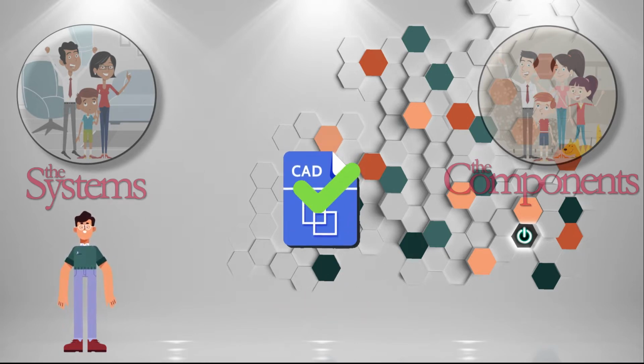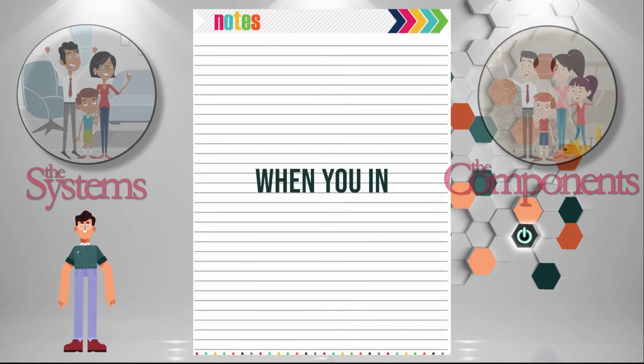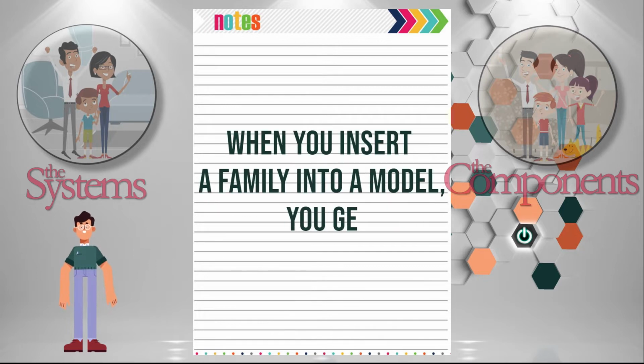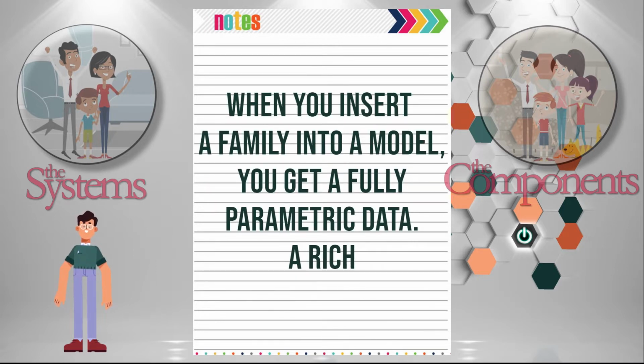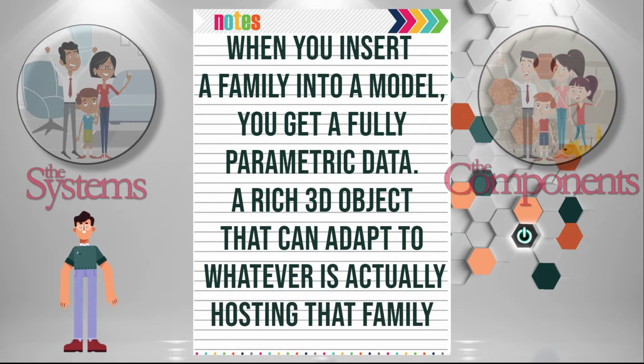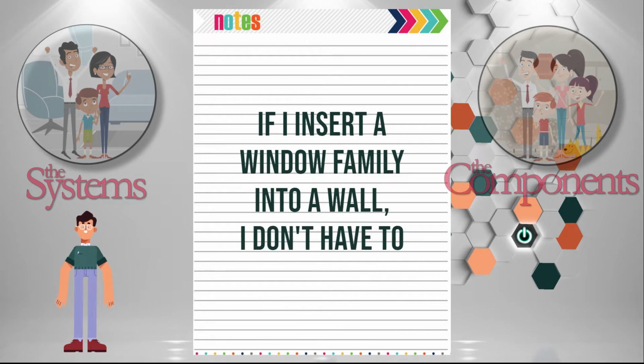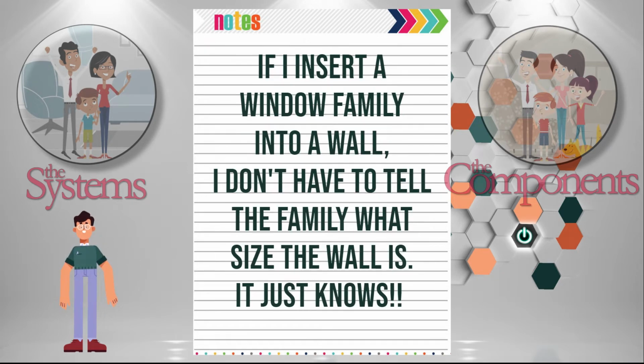On the other hand, Revit families are the cornerstone of BIM. When you insert a family into a model, you get a fully parametric data, a rich 3D object that can adapt to whatever is actually hosting that family. For example, if I insert a window family into a wall, I don't have to tell the family what size the wall is. It just knows. Better yet, when I change the wall, the family automatically flexes with the wall.